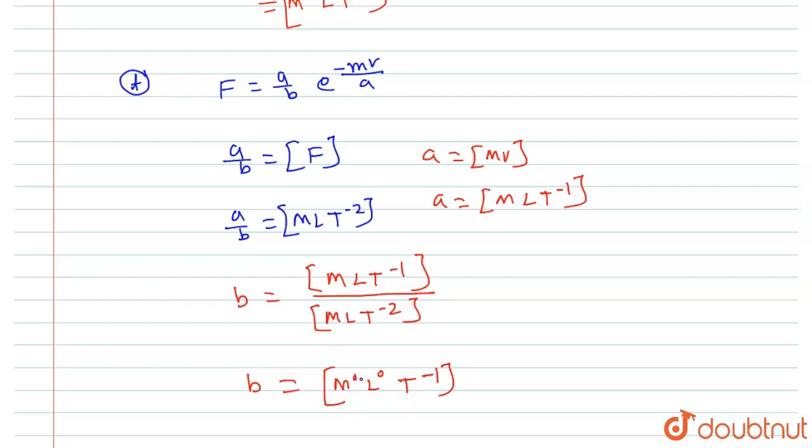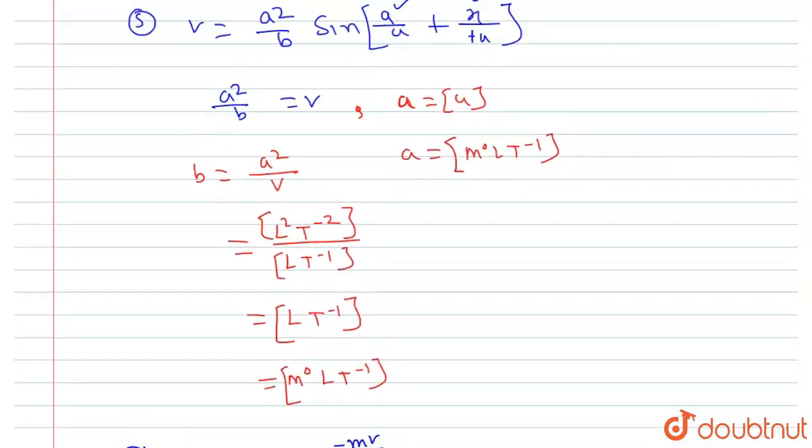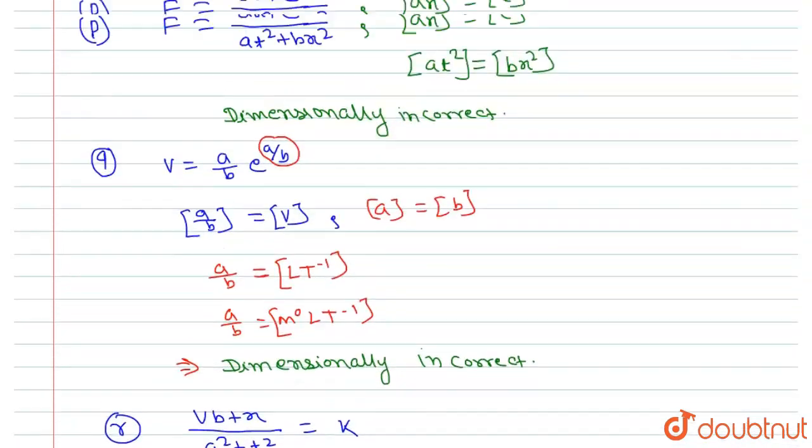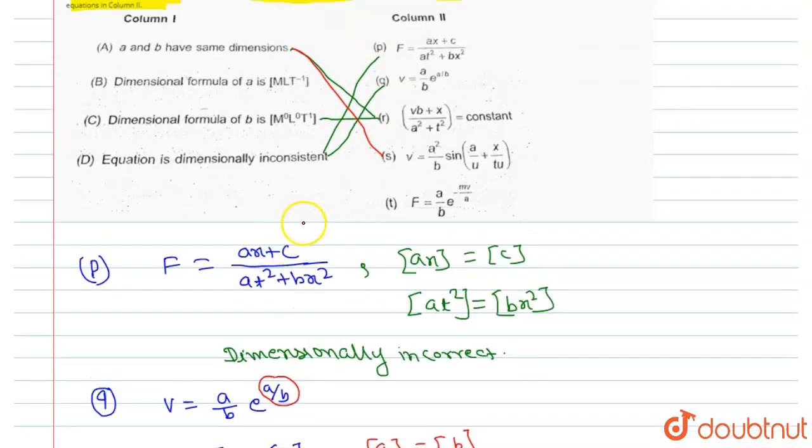So we can match this part. The dimension of A is M L T minus 1, and the dimension of B is M0 L0 T minus 1. So we can see in the options, the dimension of A is M L T minus 1, and the dimension of B is equal to M0 L0 T minus 1. So we can match with this part. Clear? Hope this answered your question.